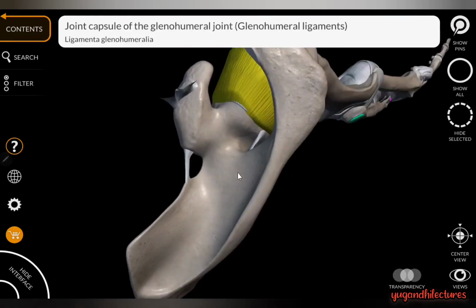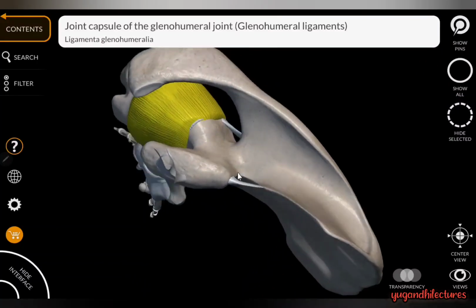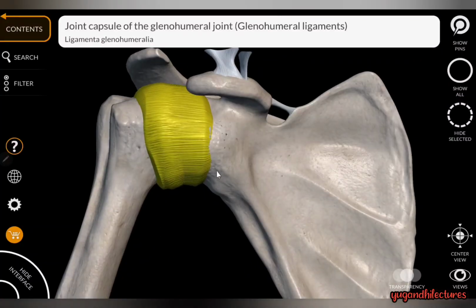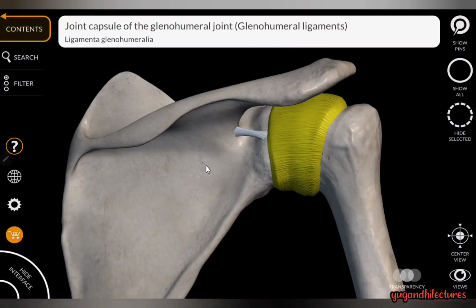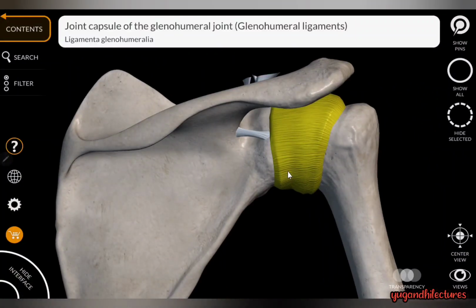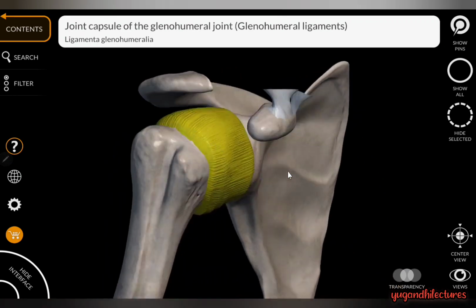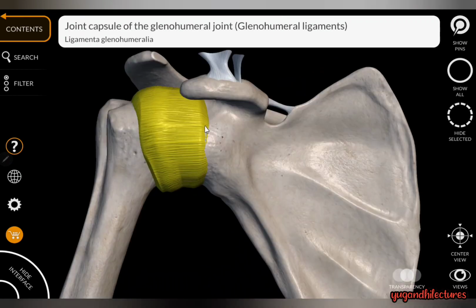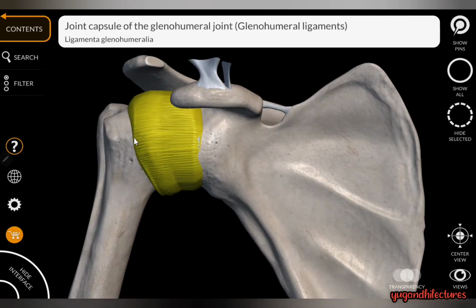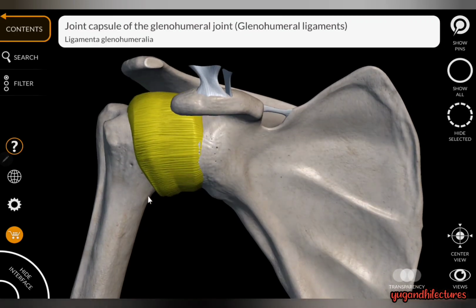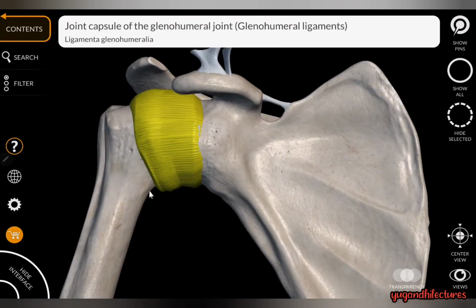This is the superior view. This is the anterior view. This is the inferior view. This is the posterior view. So medially it is attached beyond the supraglenoid tubercle, and laterally it is attached to the humerus, that is, to the anatomical neck of the humerus, and extends till the surgical neck of the humerus. You can see here the surgical neck of the humerus. So now I'm going to remove the joint capsule.